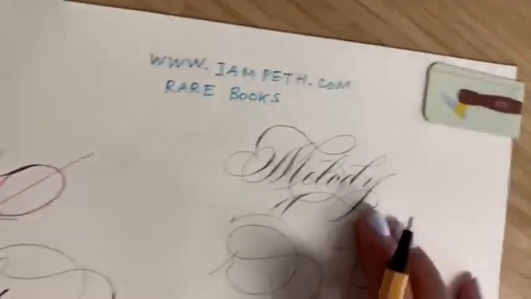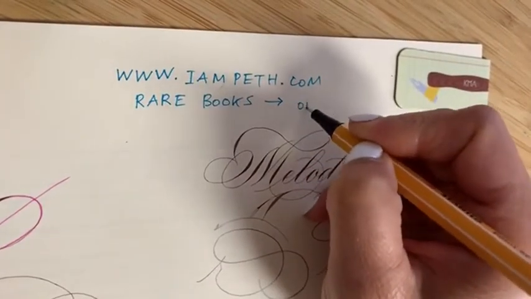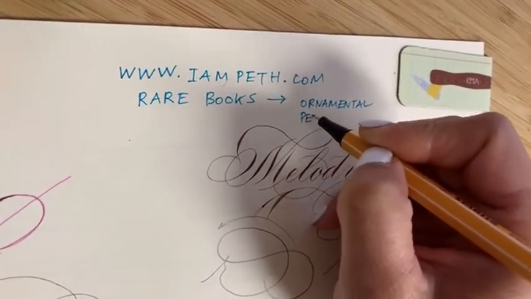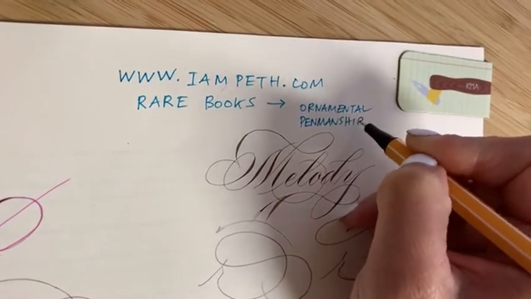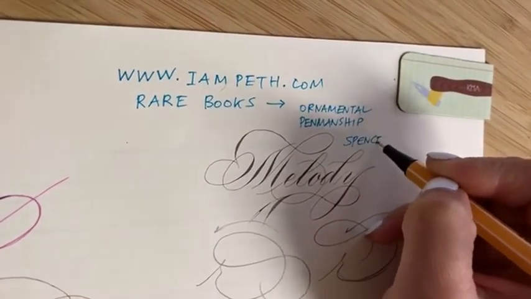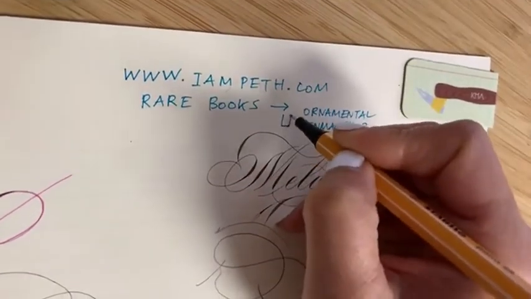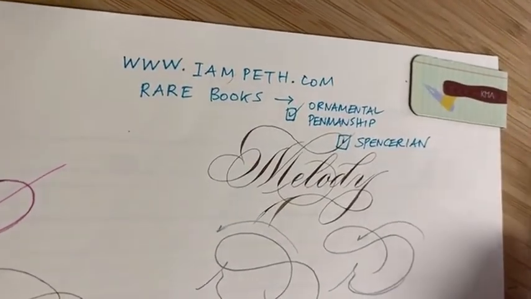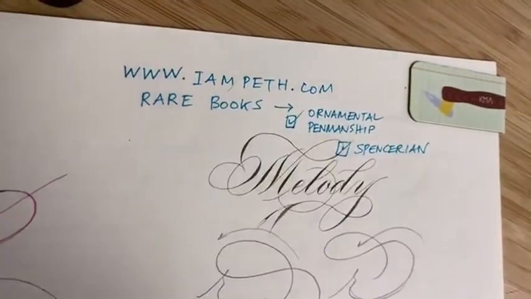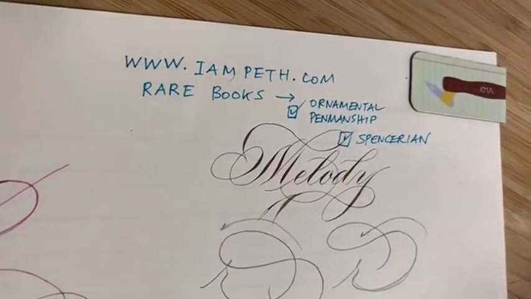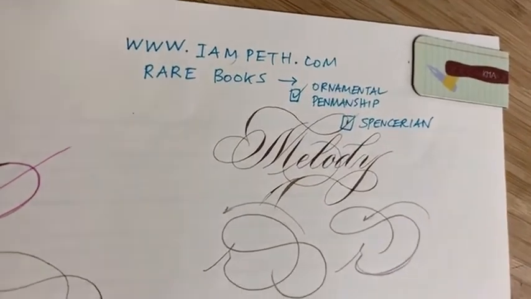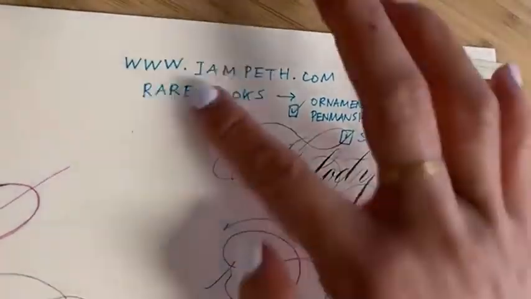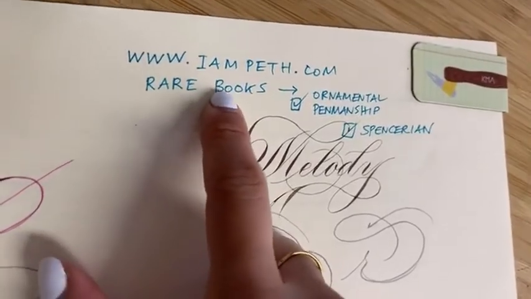I'll write it down for you. You can select ornamental, we call it OP, ornamental penmanship, or Spencerian, however you call it. You can tick the boxes and it will show you all these old exemplars, and you can download them. I have quite a few books on my iPad and my phone. Whenever I'm on the bus, I will read through them. Just by looking, it will really help you. This is a perfect website. There are a few more, but I think this is a great place to start.